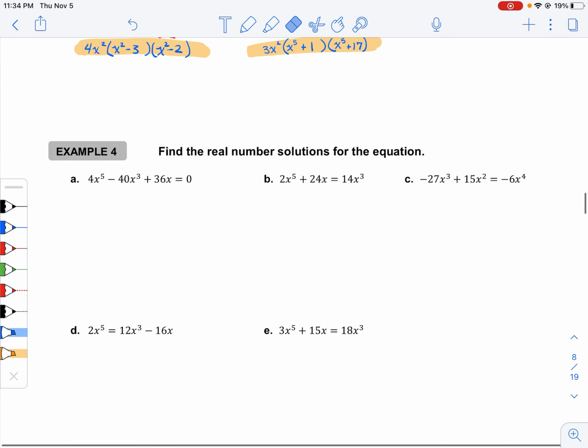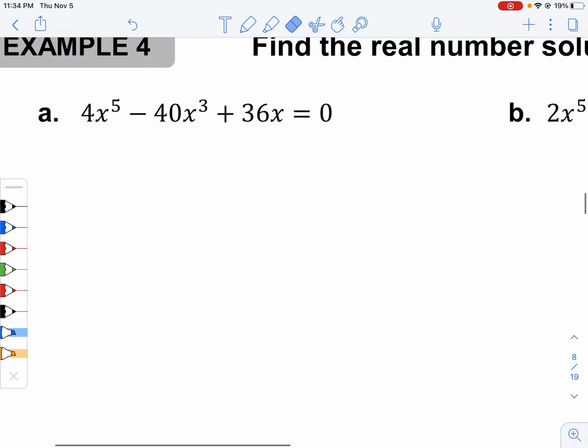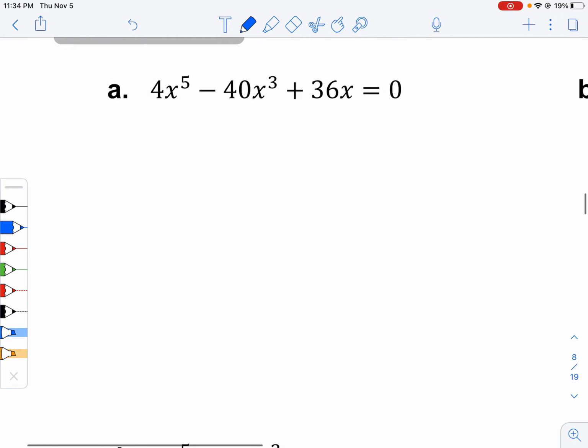This really should be example 5. But for example 5, we're just going to take this one step further. We're going to factor like we've been seeing, but it's set equal to 0 now, so we're going to have specific solutions. Remember, when we factor these polynomials, what we're finding is the x-intercepts. So if we look at part A here, we can start by dividing out a 4x, which would leave me with x to the 4th minus 10x squared plus 9 equals 0.